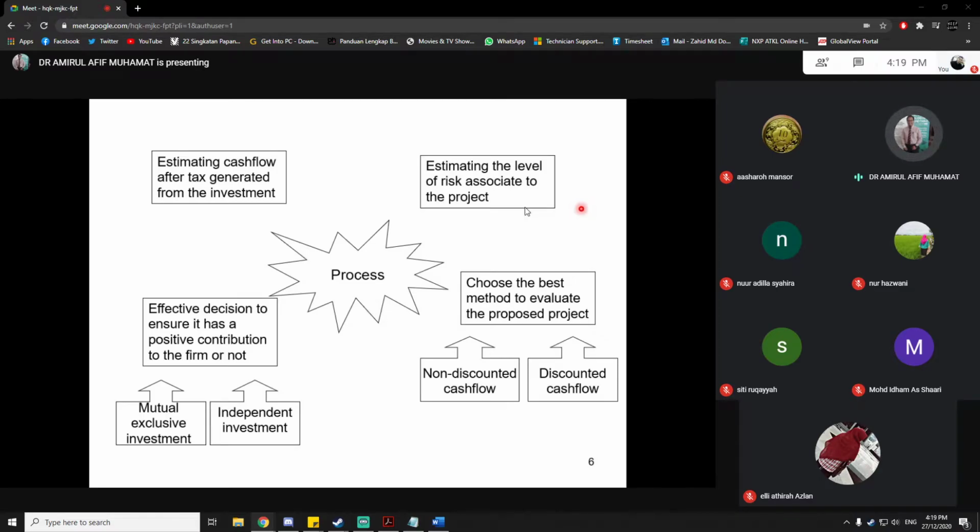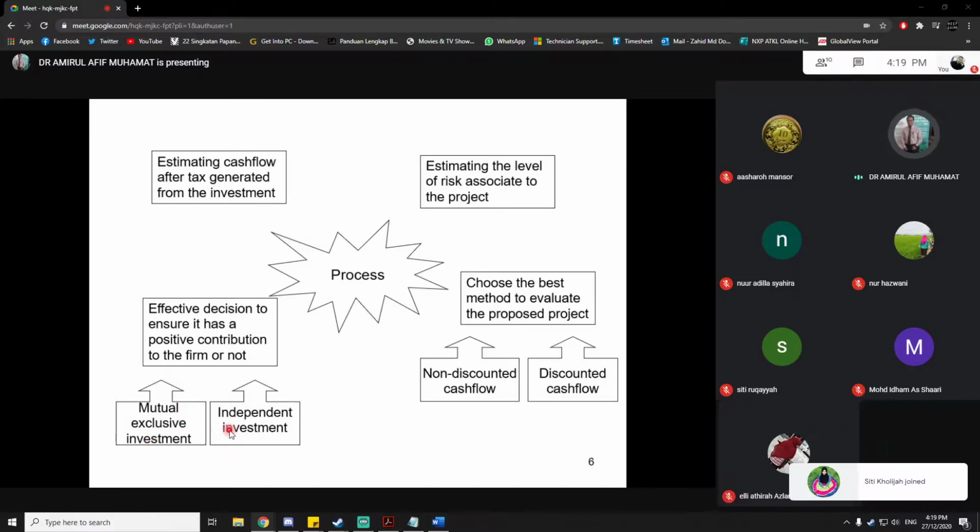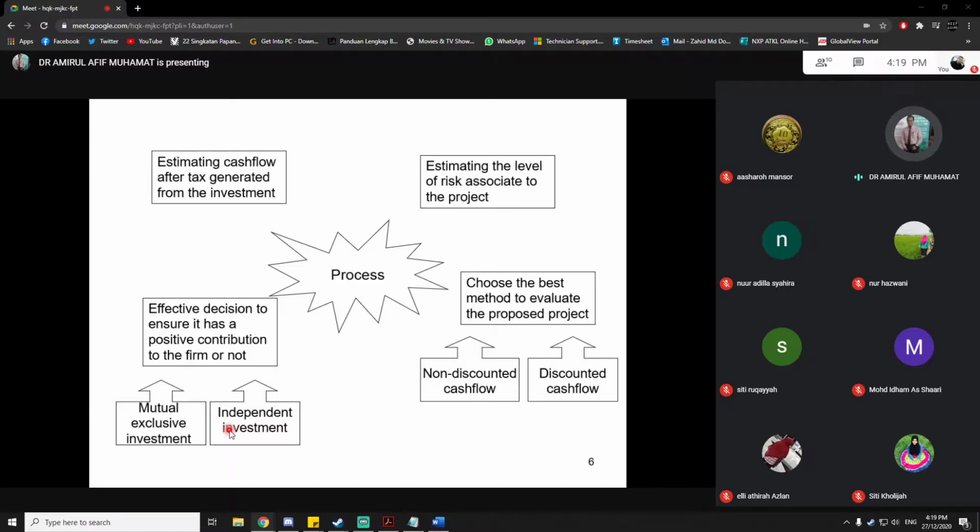Okay, so here you will have mutually exclusive and also independent investment judgment. It means that from the result of your capital budgeting, you can decide based on mutually exclusive or independent. Mutually exclusive, basically you choose the best. Normally for mutually exclusive you are comparing between two or more projects, so you want to choose.